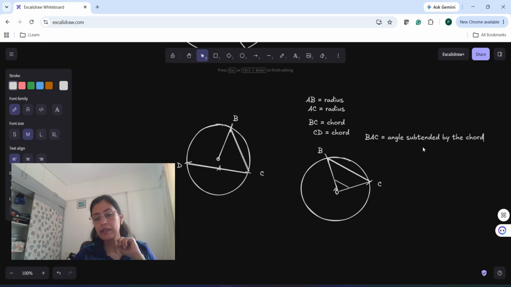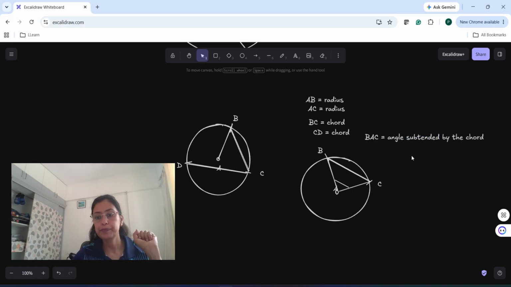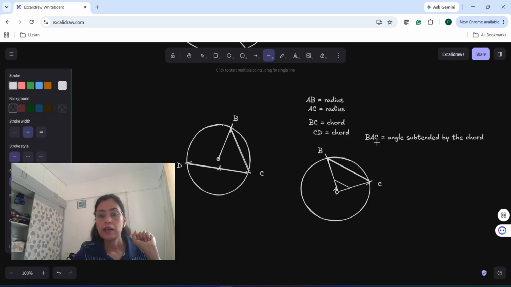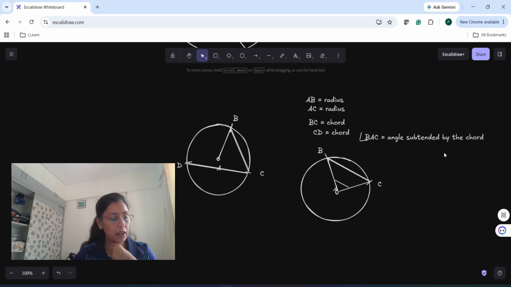Subtended is the term which is used to define the angle. In simple words, it is just the angle made by these 2 points with the center. So this is the angle BAC. This is the angle subtended by the chord at the center.